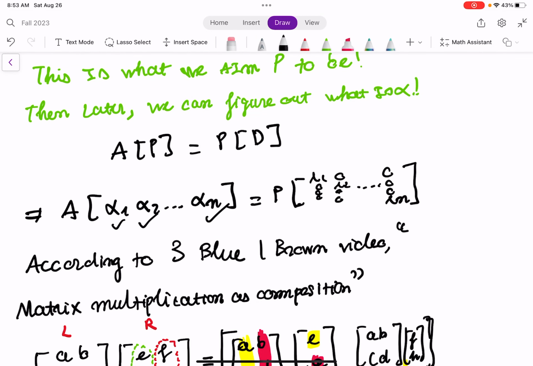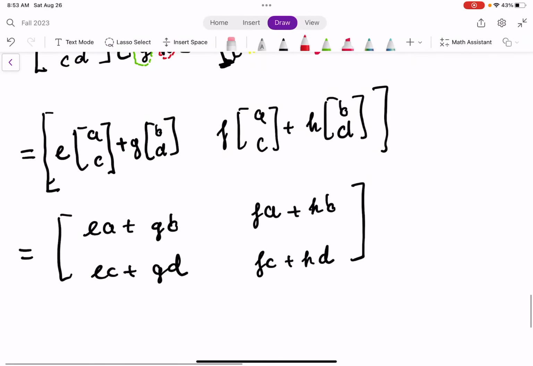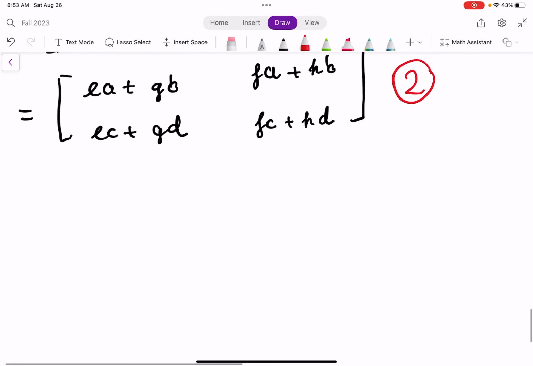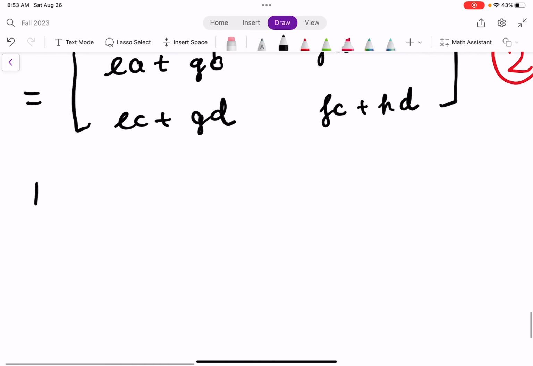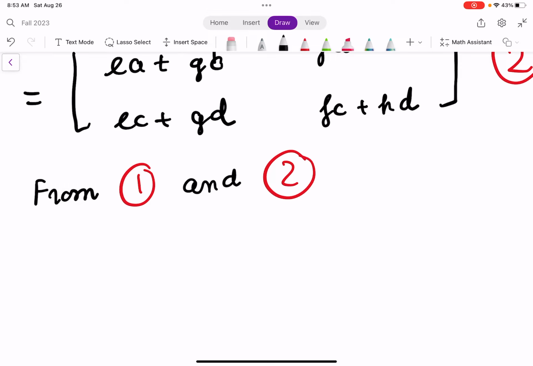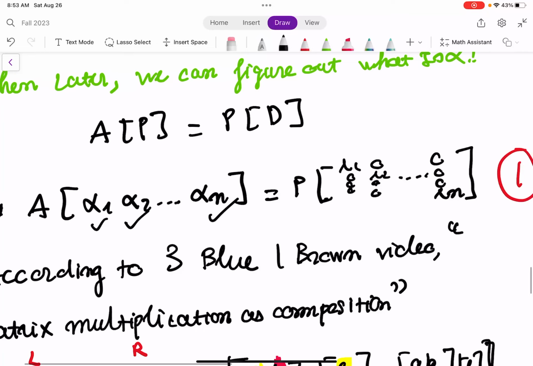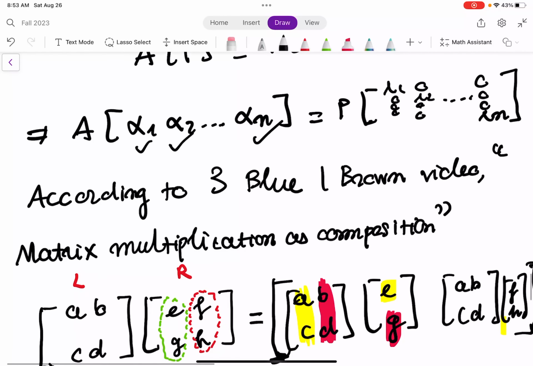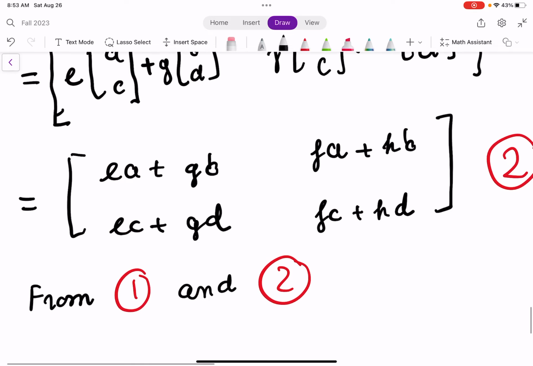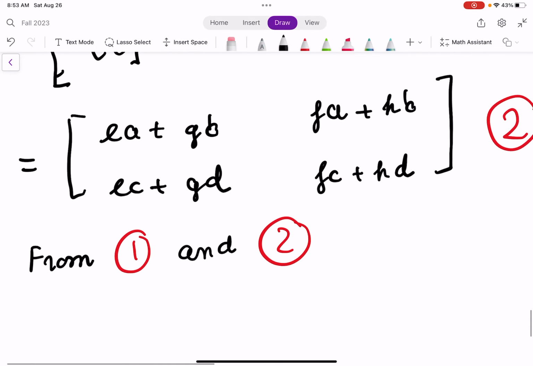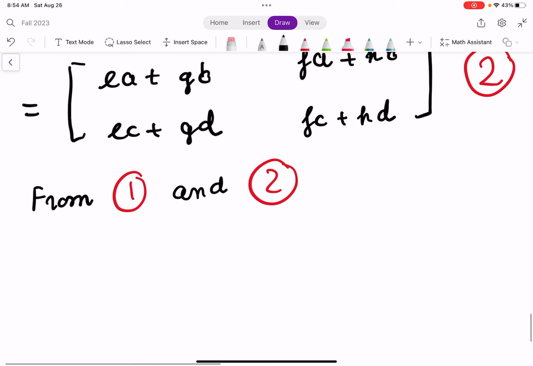Let's go ahead and label this. We have a principle right here. This is 1, this is 2. From 1 and 2, we'll arrive at what? Let's look at what 1 is again. You see, A is a big matrix, right? And alpha 1, alpha 2 to alpha n is a column vector, correct? It's a column vector. So based on the 3Blue1Brown principle we have, which is 2, we already went through it. We can generalize it.